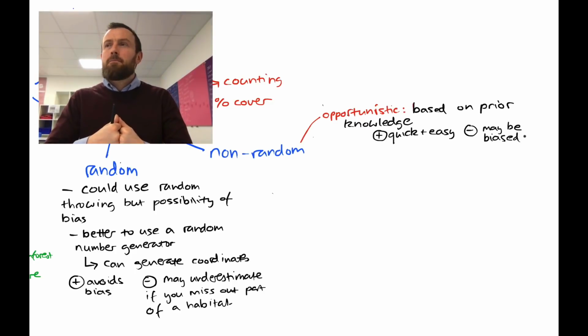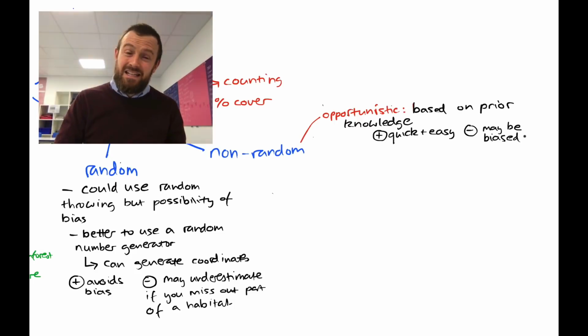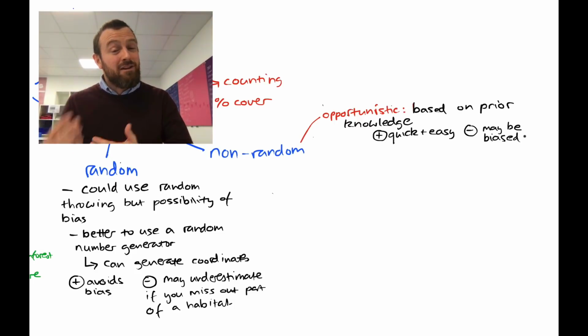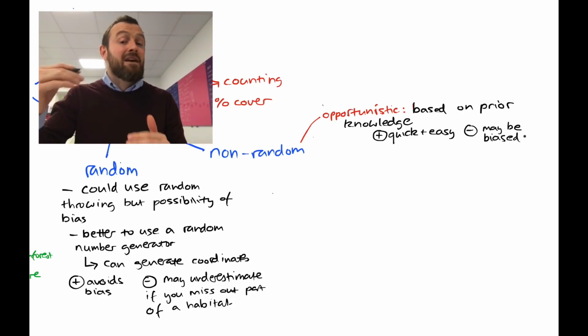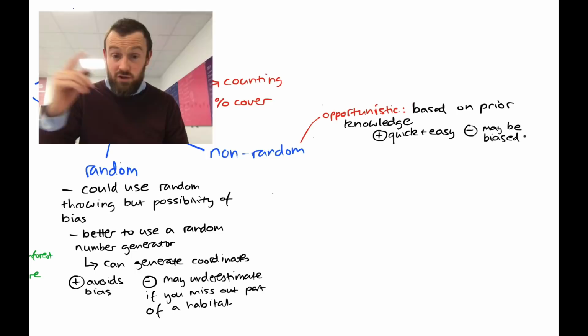But it's quick and easy. It's not very rigorous. It's a bit slapdash. So we can make it a little bit better than just being opportunistic. And there's a next level, which is a little bit better. And that's called stratified sampling.